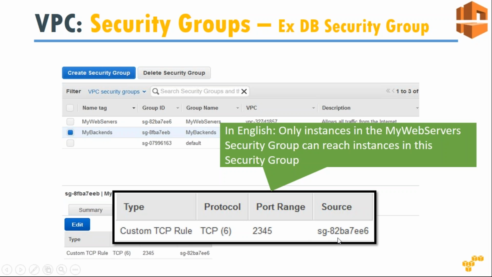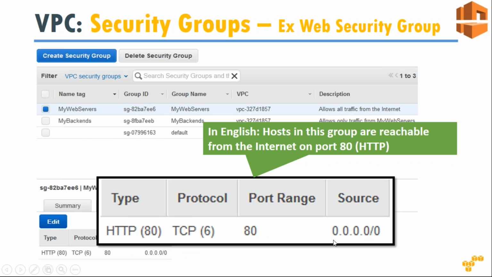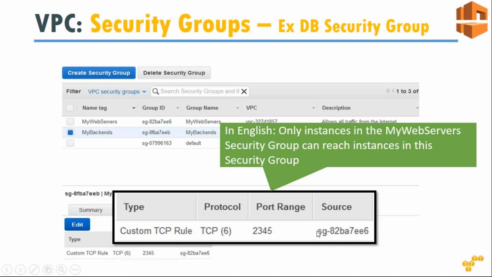But if you remember, in the previous one I gave the source, that is the incoming traffic, as the internet. When I go to my database layer, in the next slide, I am giving the source as a security group ID. What it means is only my web servers can reach my database servers. It is not open to the entire world, and the entire world cannot access my database directly.